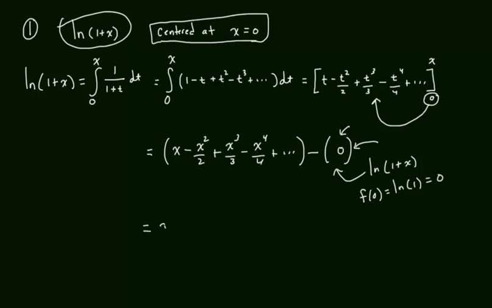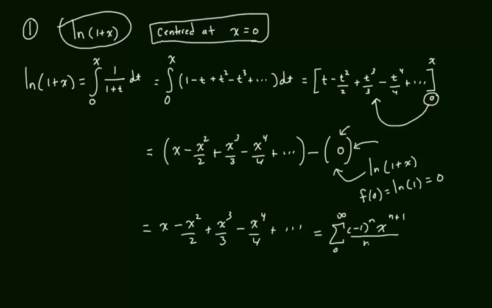So x minus x squared over 2 plus x cubed over 3 minus x to the 4th over 4 plus dot dot dot. And I would like to summarize this with some summation notation. We'll go from 0 to infinity, negative 1 to the n. It strictly alternates. X to the n plus 1 all over n plus 1.